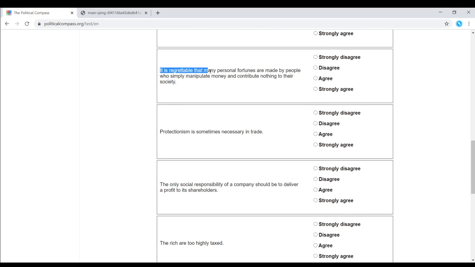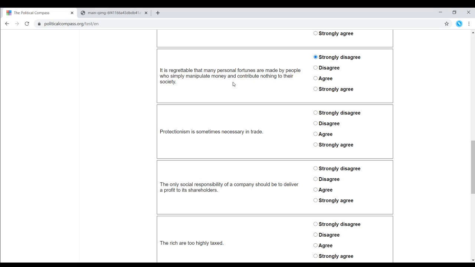It is regrettable that many personal fortunes are made by people who simply manipulate money and contribute nothing to their society. What is this talking about? Manipulate money. Are you talking about investing in the stock market? Because that's not manipulating money. Are you talking about investing your money in RRSPs? Like, what is this talking about by manipulating money? I'd like to actually see an example of what it's talking about. So I'm going to actually strongly disagree with this because I don't know what it means. Because in investing in the stock market, you're contributing by investing in a company.